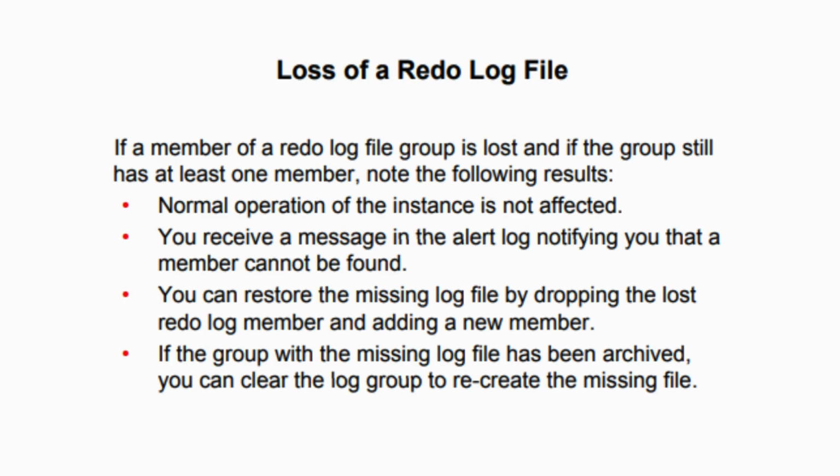Recovering from the loss of a single redo log group member should not affect the running instance. To perform this recovery by using SQL commands: 1. Determine whether there is a missing log file by examining the alert log. 2. Restore the missing file by first dropping the lost redo log member: ALTER DATABASE DROP LOGFILE MEMBER <file name>. Then add a new member to replace the lost redo log member: ALTER DATABASE ADD LOGFILE MEMBER <file name> TO GROUP <integer>.